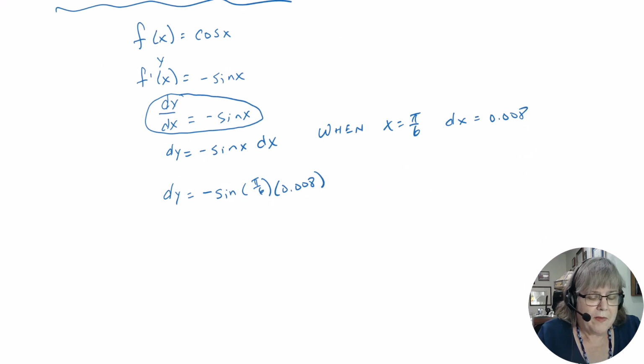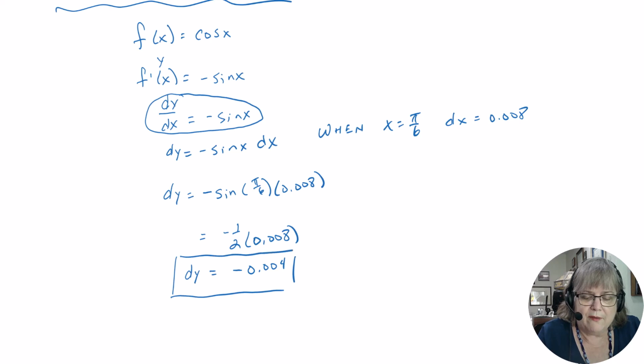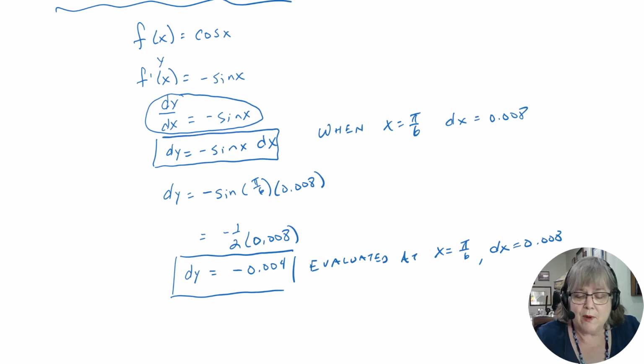All right, and this would be minus a half times 0.008, which is minus 0.004, and this is the differential. So if they want it evaluated at x is equal to pi over 6 and dx is equal to 0.008, that's what you would give them. Otherwise, if they just want you to find a differential, kind of a generic one, that would be it up there.